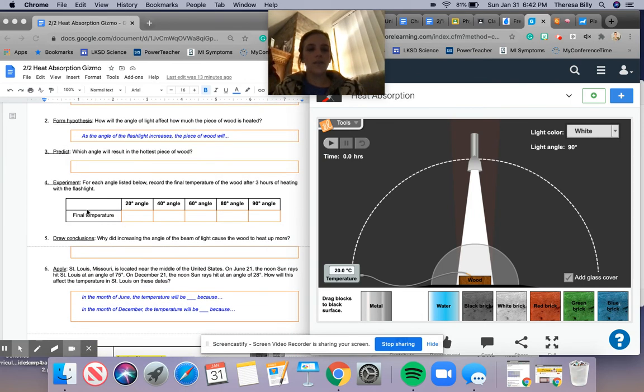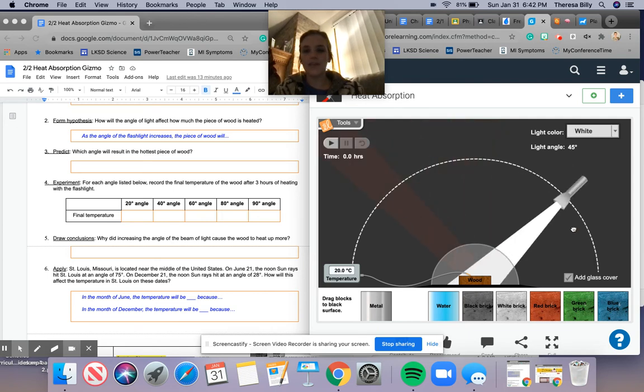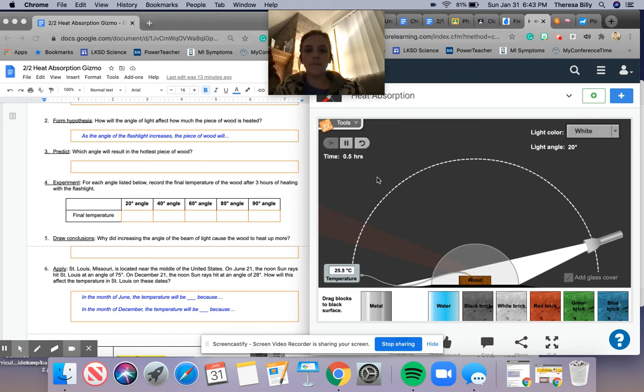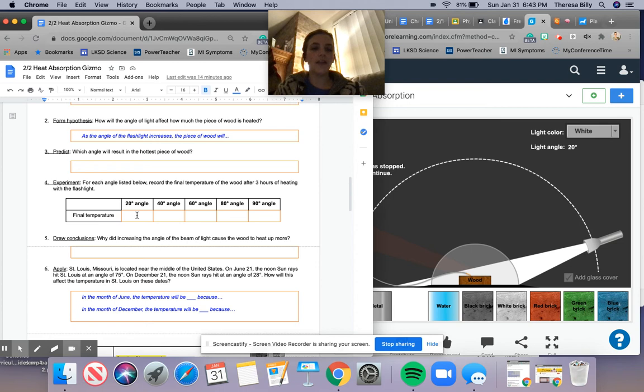When you get to the experiment part in part A, it's asking you to change the angle of the light and figure out the final temperature. So in order to do that, the first angle is 20 degrees. Set the angle that it says in the data table. Then you're going to click play and let it run. The time is going to go up to 3 hours. What you're looking for down below is the final temperature. That's down here in the left corner. The final temperature is 30.7 degrees Celsius. So in this box here, you would just write 30.7.